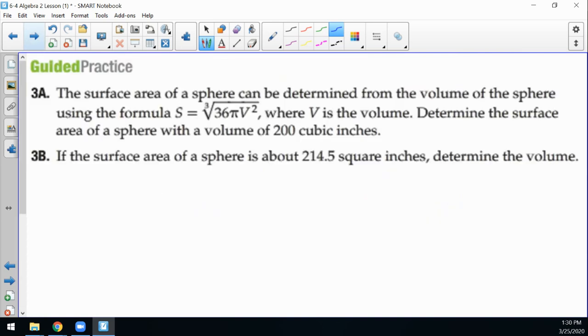All right, so here's another example, okay? It talks about surface area and how to find volume. If you know the volume, how to find the surface area, and vice versa.